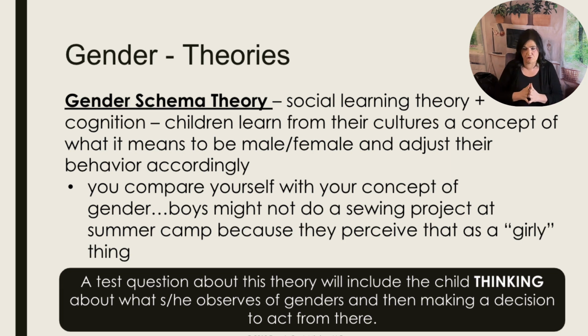Girls at summer camp might feel pressure or even themselves prefer not to go play football. Or they may not want to go out. They might just want to go and do arts and craft, okay? As long as they're making a conscious decision based on gender, though, they think about it being girl or boyish, then it's the second type. If it includes the child thinking about what she or he is observing about genders, then they're making a decision to act from there, and it's gender schema theory. If there's no thinking, it's social learning theory. If there's thinking about it, it's gender schema theory.